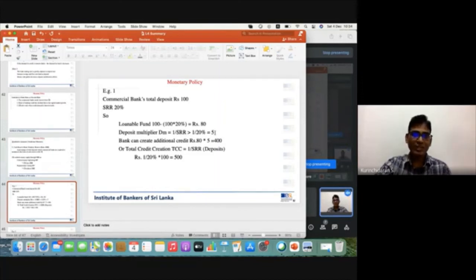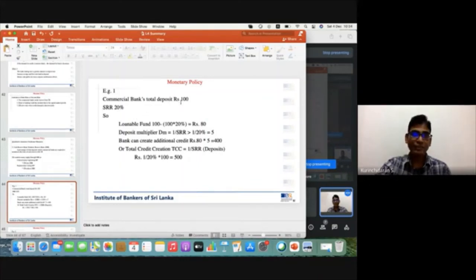Now how many deposits can be created? The initial loan here is 80, and from that you are going to create deposits. So 5 times 80 is 400. And then the initial deposit is 100, so 500. Even though the initial deposit is 100, now you have 500. So there are 2 ways you can calculate: based on the 80, and then add the 100.